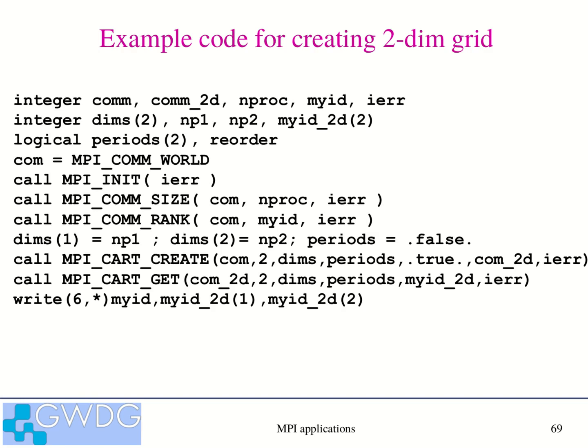Then I can get my identification of the process in the context of this new grid, which is given then in the two coordinates of MyID2D. I can write them out. This is a way to handle the two-dimensional topology in decomposition.